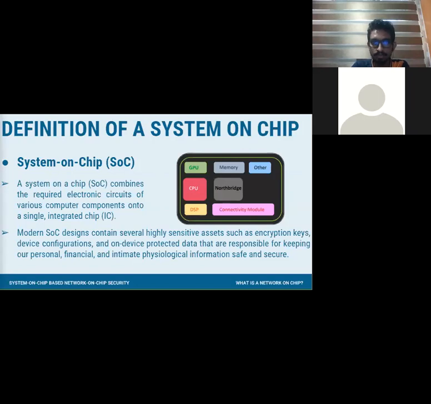And so when I go into the definition, a system on chip combines the required electronic circuits of various computer components onto one single integrated chip. So as you can see in the image, within one single silicon die, you can find a GPU, a CPU, a memory, connectivity modules, DSPs, and any other component there.